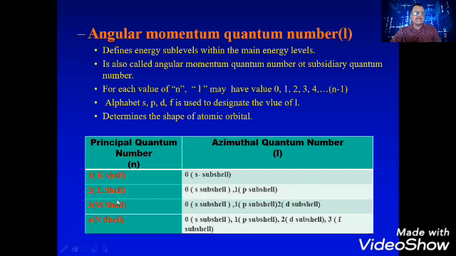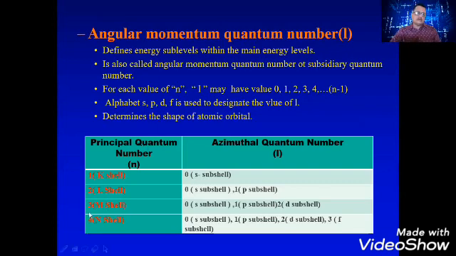So that means L shell has two subshells, S and P, which are represented as 2S and 2P. There will be no 2D subshell, because for D, L is equal to 2, and for N equal to 2, L may have value only 0 and 1. L cannot have value 2, and L equal to 2 means D subshell. That means 2D subshell does not exist. So students, I think it is clear.